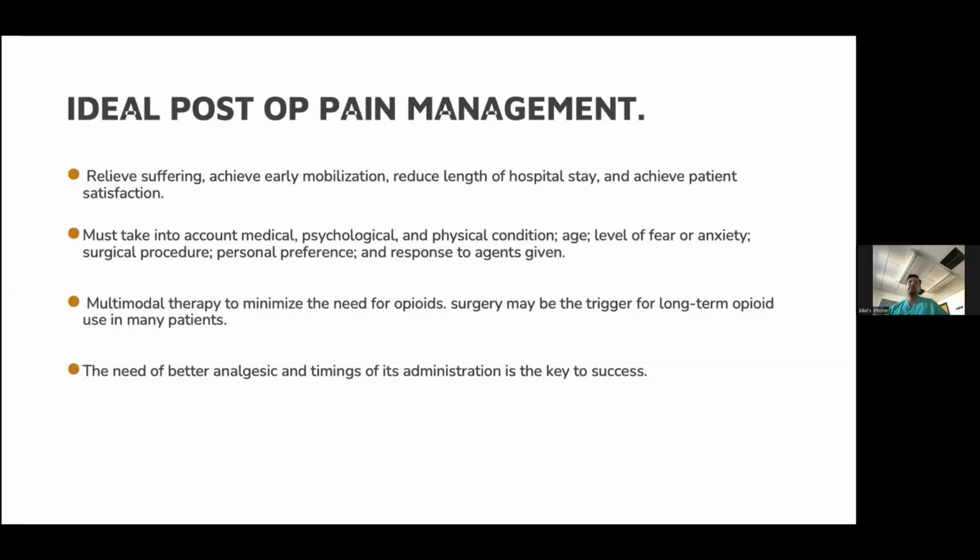So the important question here is: what is an ideal post-operative pain management? What are the goals? Obviously, our goal is for the patient to suffer less, so relieve suffering after surgery, achieve early mobilization, reduce length of hospital stay, and achieve overall patient satisfaction from their whole experience. We must take into account the medical, physiological and physical conditions of a patient, age, level of fear or anxiety, the type of surgical procedure itself, the personal preference of a patient about which type of anesthesia they want, and response to the agents given.